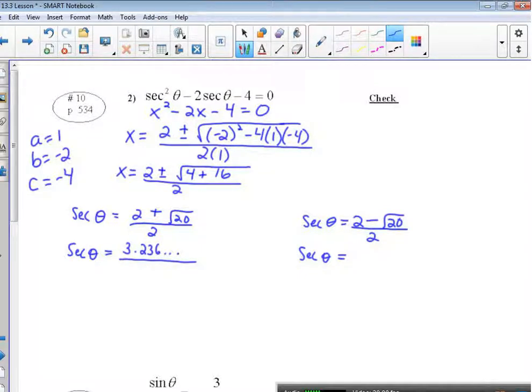Now, I don't have a secant button, so to find the reference angle, I have to figure out what cosine is. So cosine is just the reciprocal of that. So I'm going to do 1 divided by 3.236, which is really second ants. Okay, so that I can get cosine theta equal to a decimal.